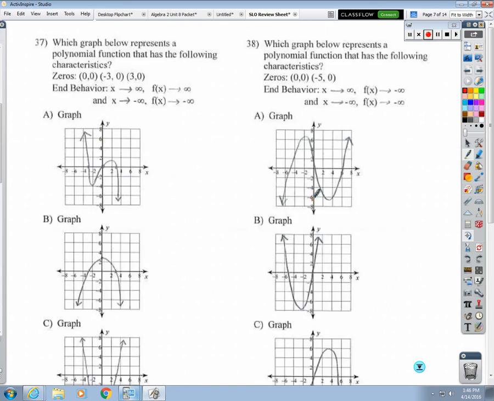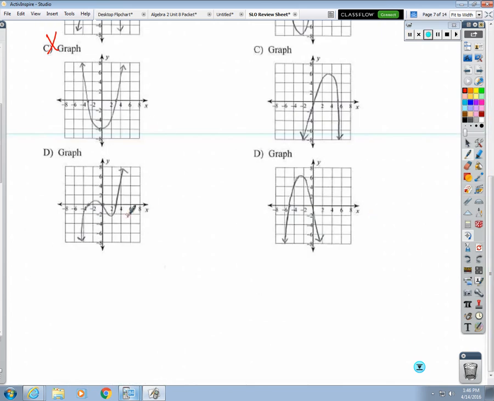37. All right, number 37. Which graph below represents a polynomial function that has the following characteristics? Okay, well, we can see that it has 3 zeros, which are 3 x-intercepts. So it definitely cannot be B, and it cannot be C. Each of those only have 2 x-intercepts. We're looking for a graph that crosses at 0, 0. This one does. Negative 3, 0. This one does. And positive 3, 0. This one does. However, so does D.